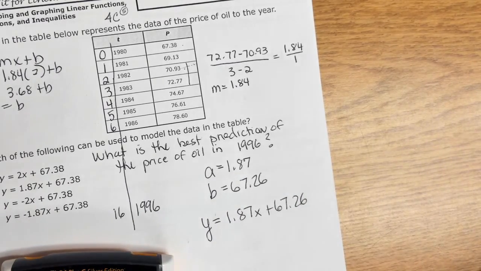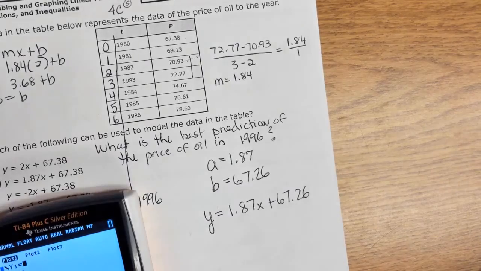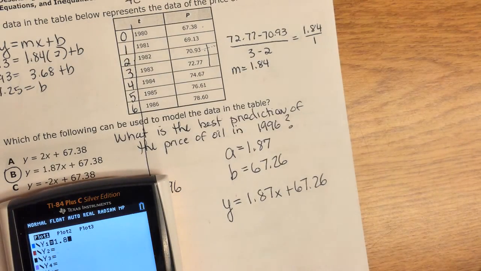All right. I can go to my y equals. I can put in 1.87x plus 67.26 and hit second table.